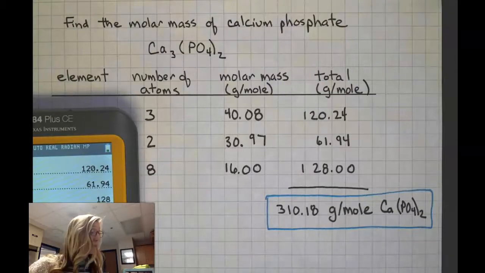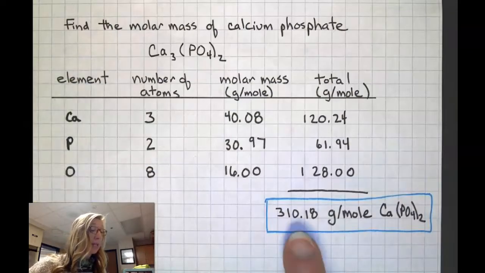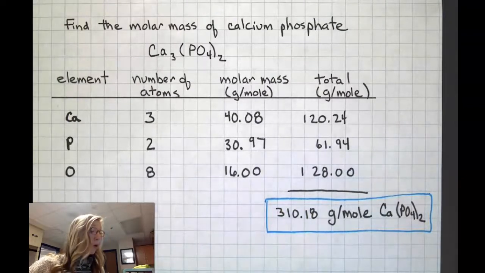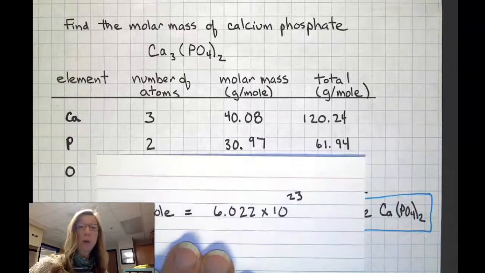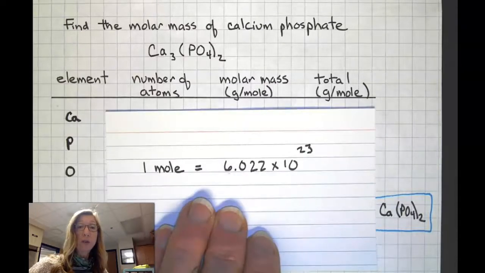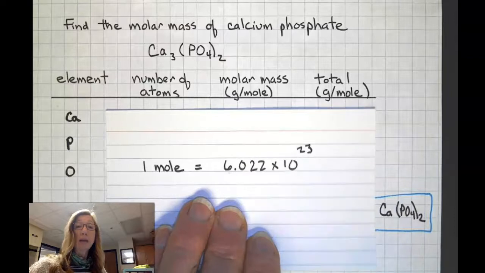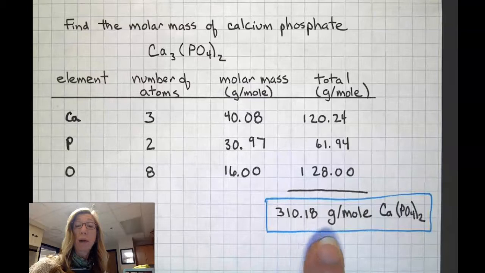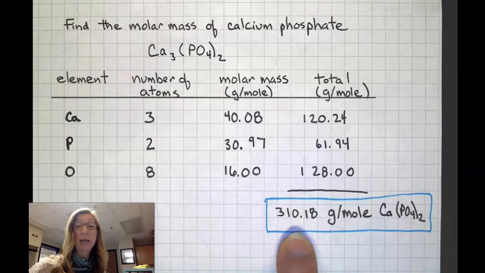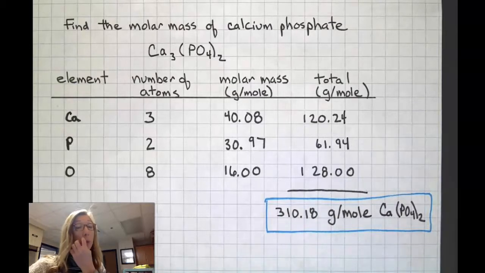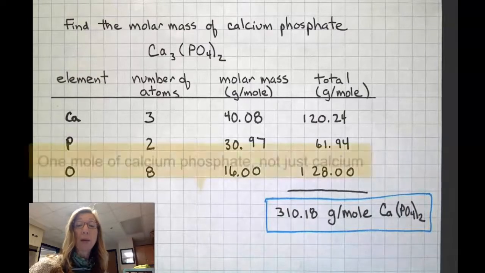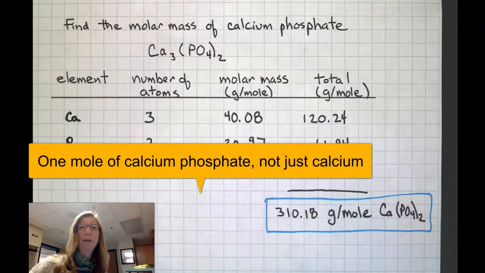So in summary, what we have here is that 1 mole, which is 6.022 times 10 to the 23rd molecules of this calcium phosphate, has a mass of 310.18 grams. So the molar mass of calcium phosphate is 310.18 grams per mole. If we measured out 310.18 grams, we would have 1 mole of calcium phosphate.